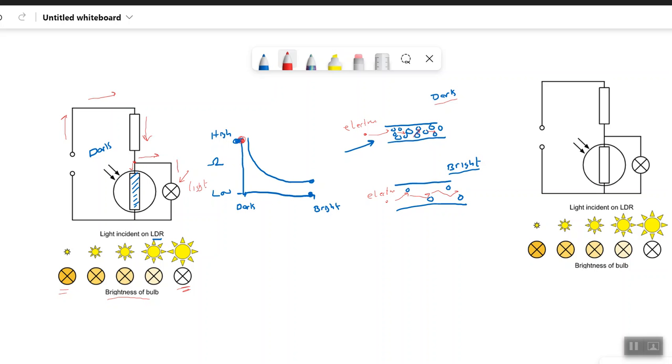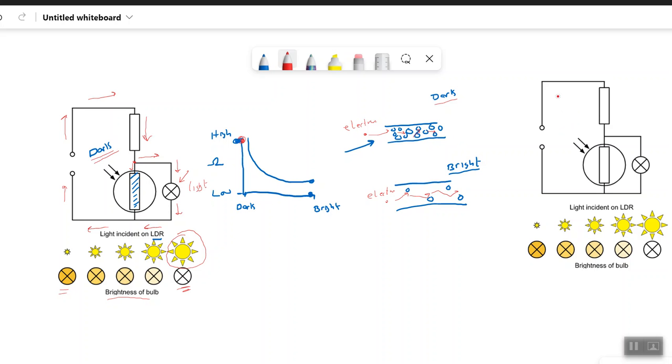So what will happen is most of the electricity will flow down through the bulb and continue on in this direction and complete the circuit. As a result, you'll have very little electricity flowing across this portion here, and a lot of electricity flowing through this portion here. So as a result, the bulb will be shining really brightly. So that's when it's in the dark.